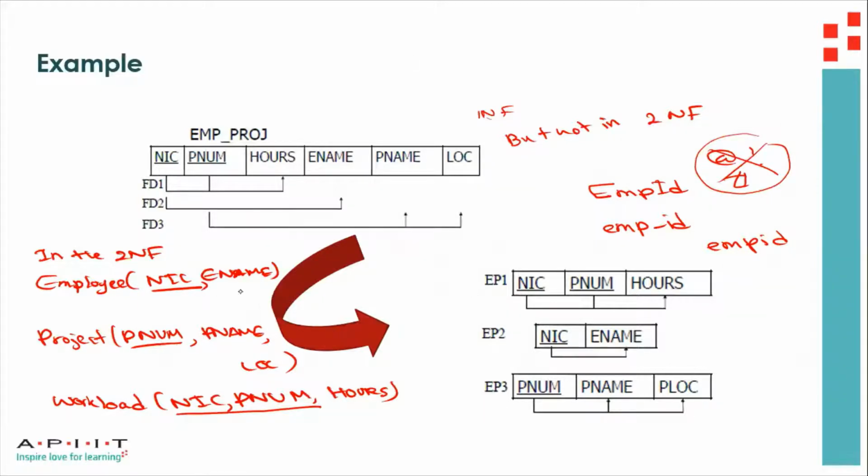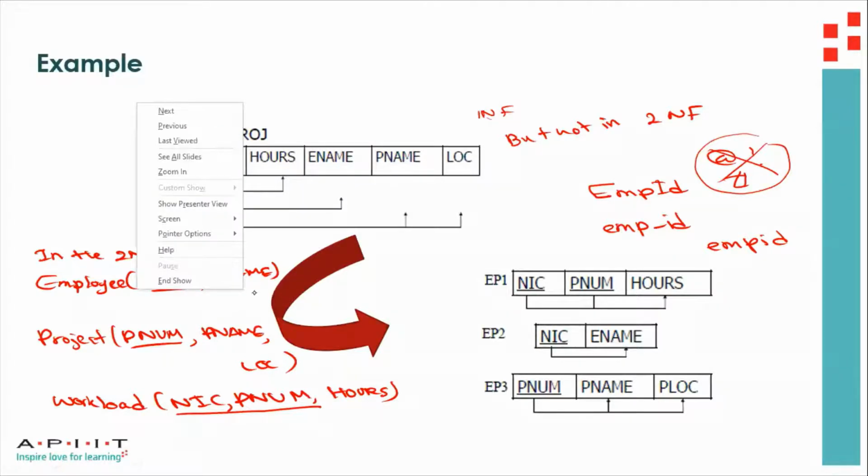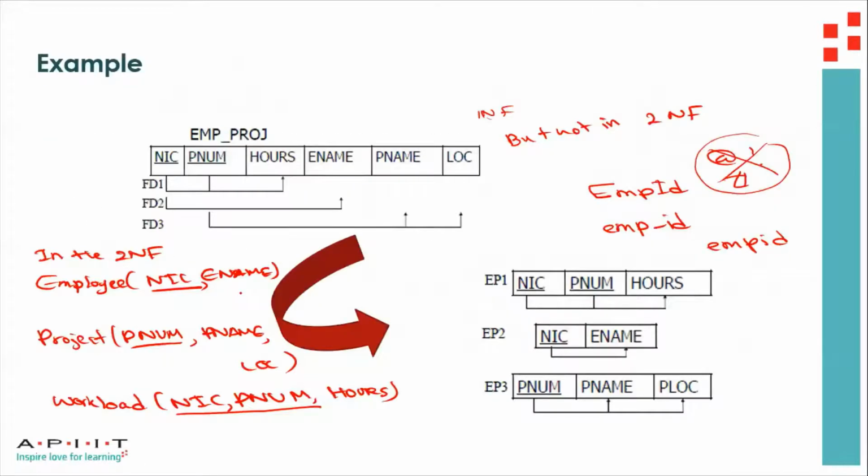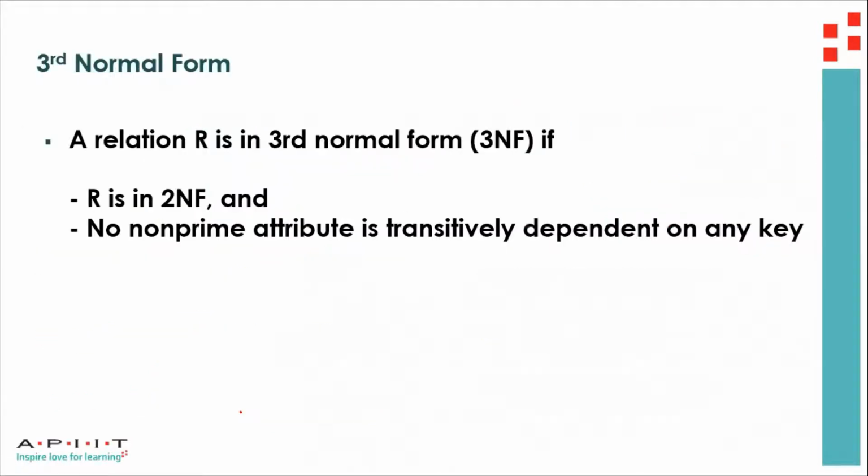See, full dependencies. Ename is depending on the NIC, right? Project name is depending on the project number, location is depending on the project number, right? And hours is depending on these two attributes, NIC and PNUM, right? Who's the employee and what is the project, right? Like that. Okay, so let's move to the third normal form. I told you these are steps, right?